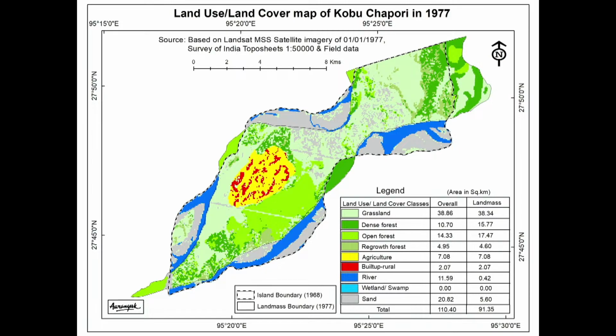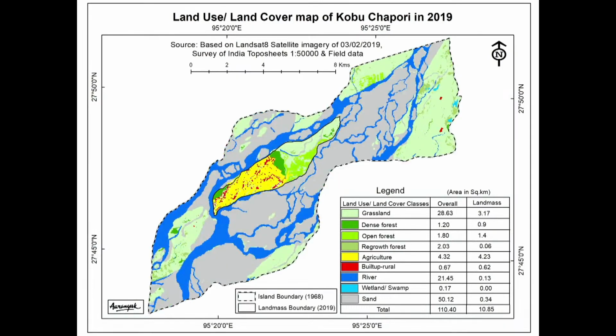In 1977, the area was bigger. The landscape means the landmass area. But if we see 2019, and if we update with 2022, then maybe it will decrease further, because of the presence of human habitation in Kobo Chapuri. It has reduced almost by 80%.